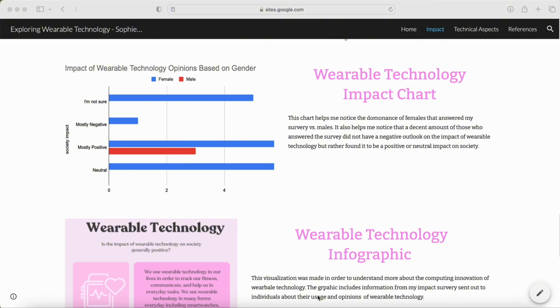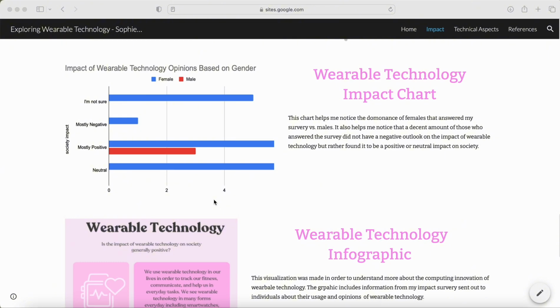Then if we take a look into the graph that I made from the survey that I sent out to the participants, this graph, as I touched on before, displays the gender of the participants and how they believe that wearable technology affects their daily use. As you can see, a lot of the participants are females, and a lot of them felt as though it had a mostly positive or neutral effect on their life, or that they were not sure.